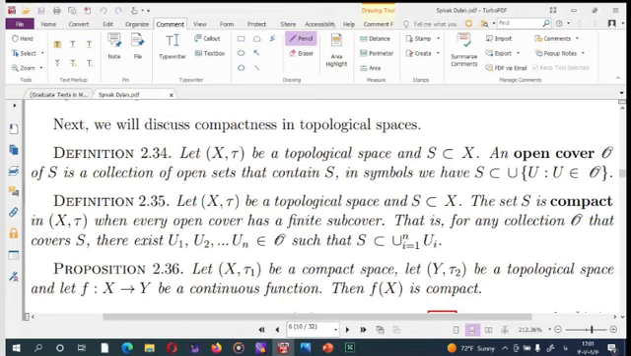We have this definition: let X and tau be a topological space and S be a subset of X. An open cover, such as O, of S is a collection of open sets that contain S. In symbols, we have S is a subset of the union of all elements of O.